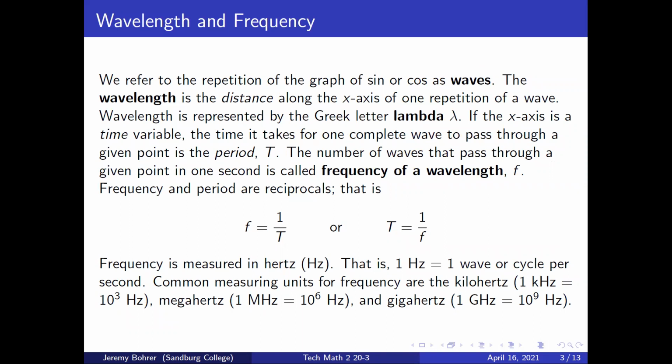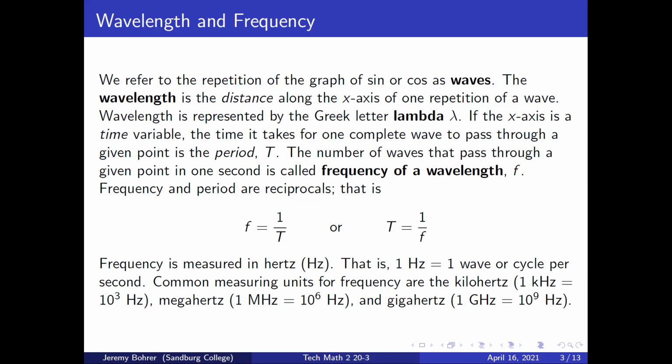We refer to the repetition of the graph of sine or cosine as waves. The wavelength is the distance along the x-axis of one repetition of a wave. Wavelength is represented by the Greek letter lambda. If the x-axis is a time variable, the time it takes for one complete wave to pass through a given point is the period, T.